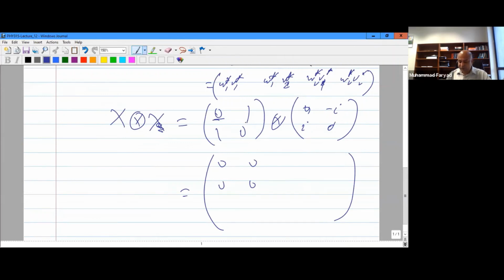Then this 1 into 0 is 0, 1 into minus iota is minus iota, 1 into iota is iota, 1 into 0 is 0. So this is 1. So again, the whole matrix is repeated. This is 0, so we get 0, 0, 0, 0. So this is how we can construct the tensor products of these operators.